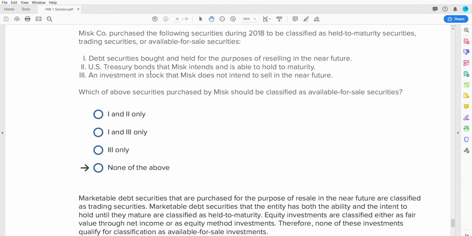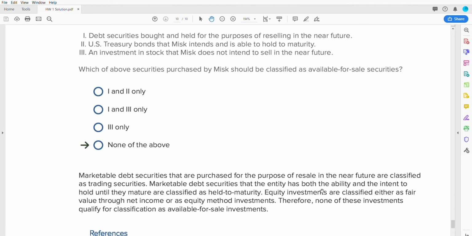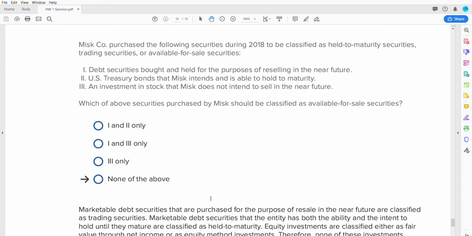And an investment in stock that MISC does not intend to sell in the near future. The equity investments are classified as either fair value through net income or as equity method investments. So this one doesn't basically include as well. So none of the above. The only question is 3. I think this is, since it's an investment in stock, it's not a common stock purchase. They're saying that this kind of equity investment is either fair value or net income. So basically they're saying that it's not available for sale as well.